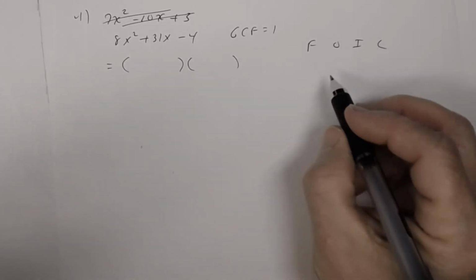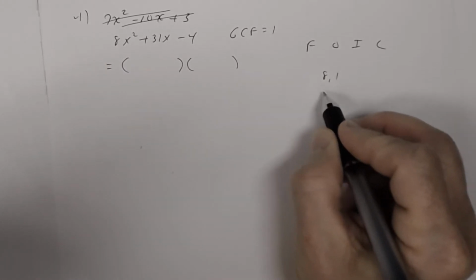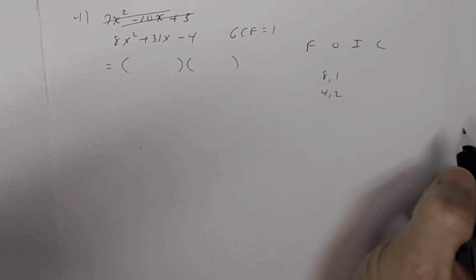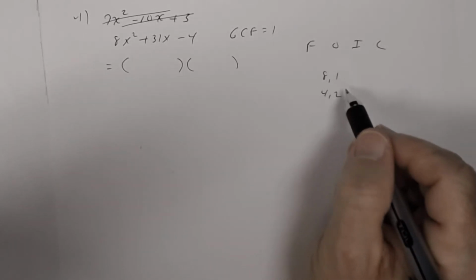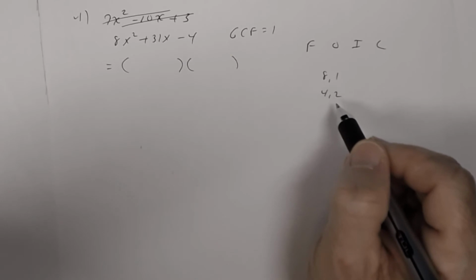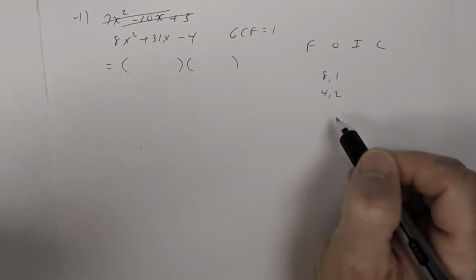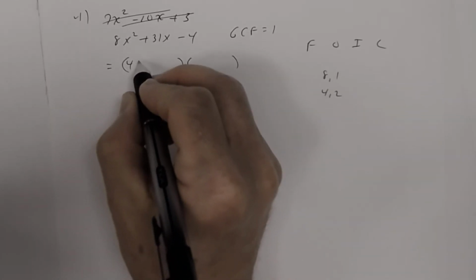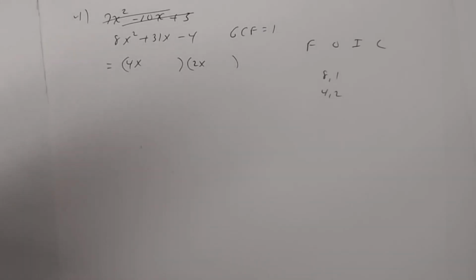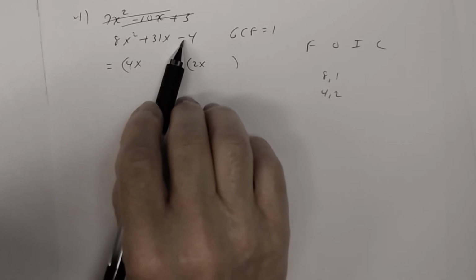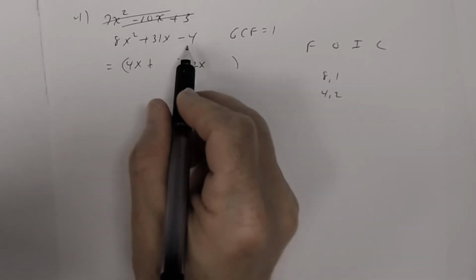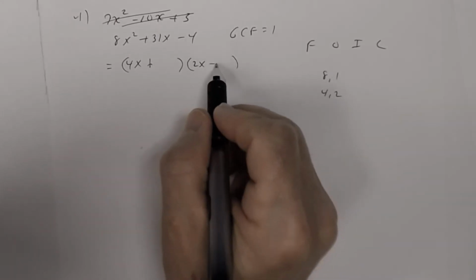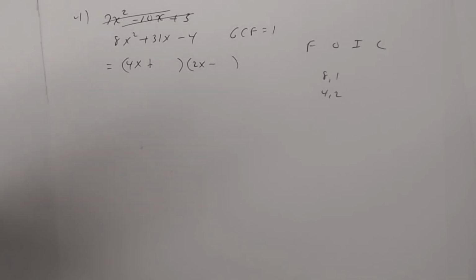Well, there's two possibilities. There's 8 and 1, 4 and 2. Okay? So of those two pairs, which one do you want to try first? You want to try 4 and 2? Okay, I would try 4 and 2, see if that works. So 4x, 2x. Okay? All right, now, the last sign's negative, right? So that means that in order to get a negative 4, one has to be positive, the other one has to be negative. Y'all agree with that? Okay.